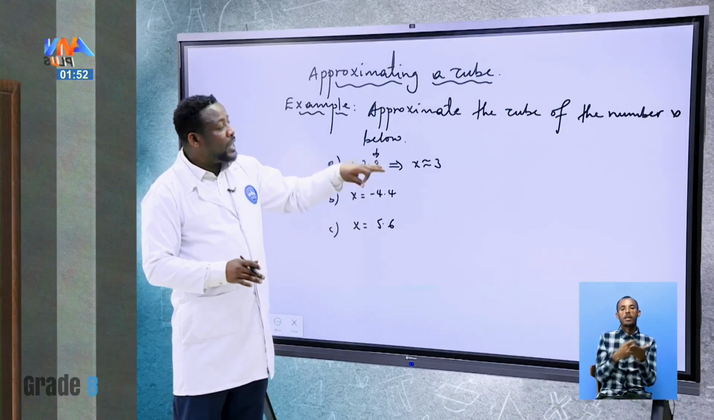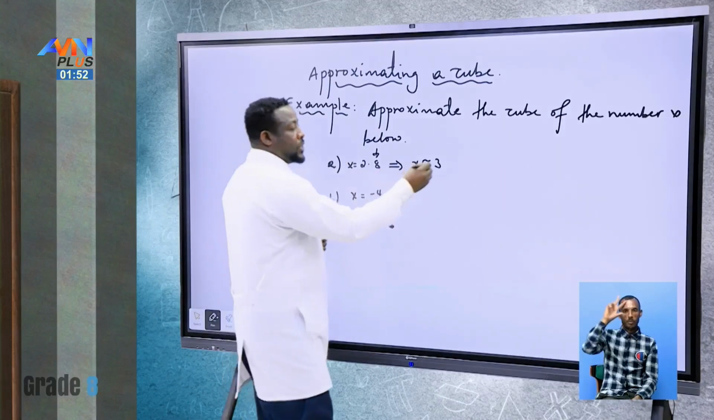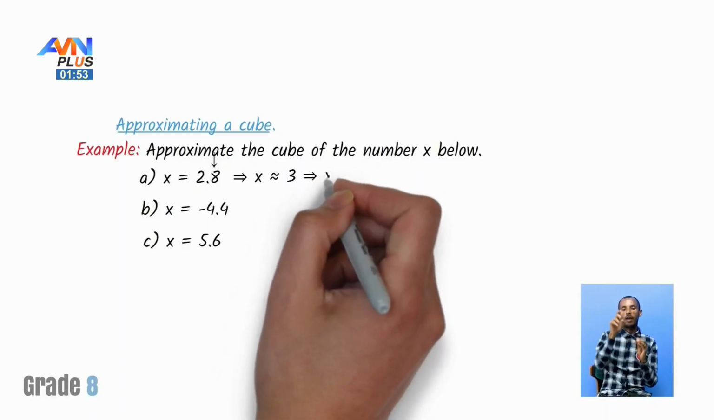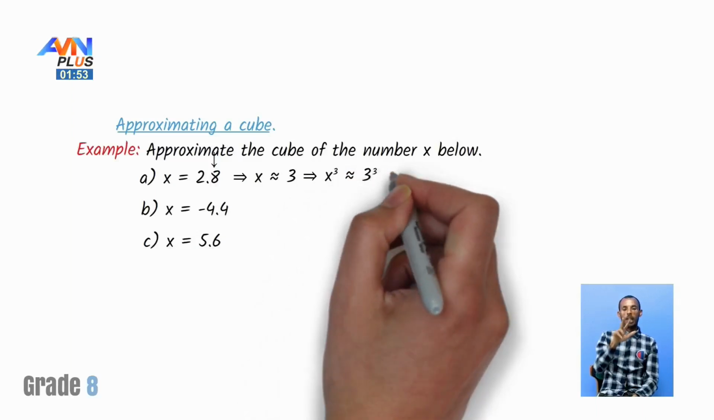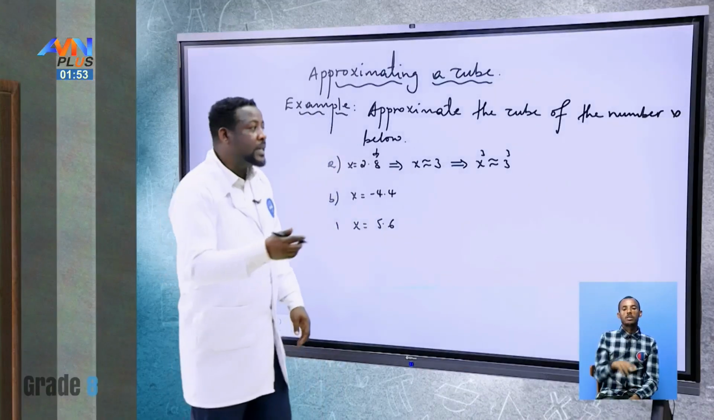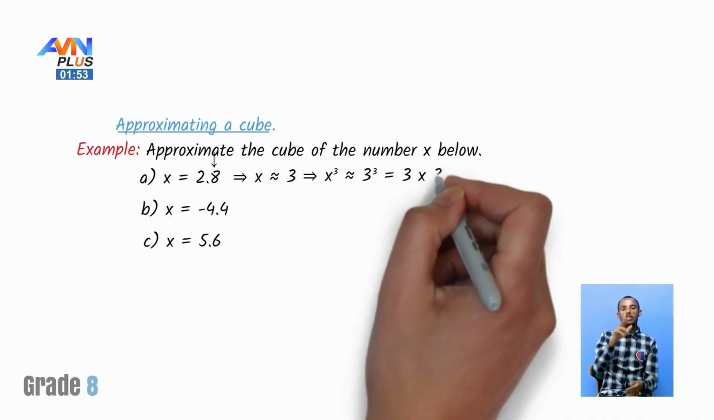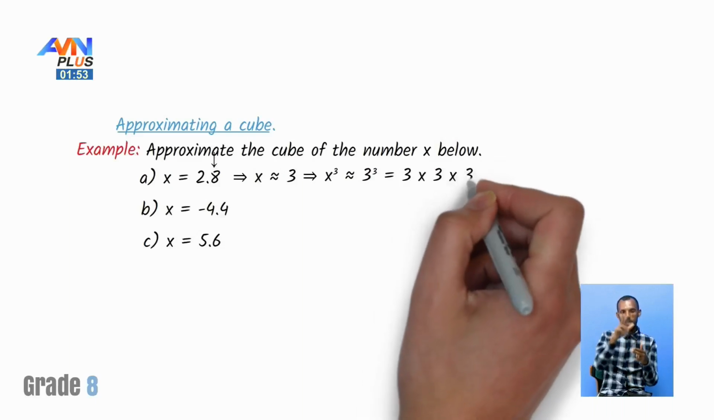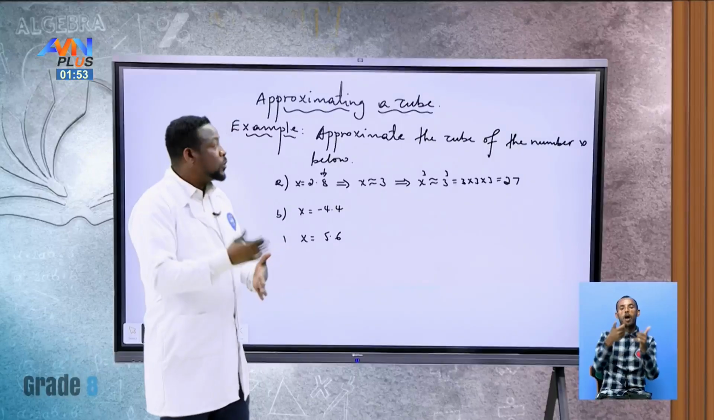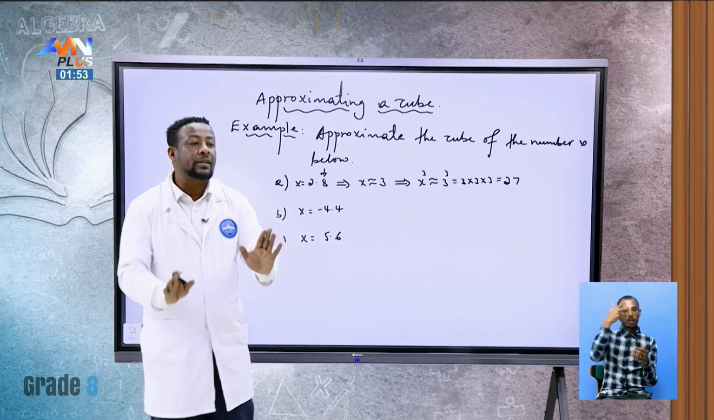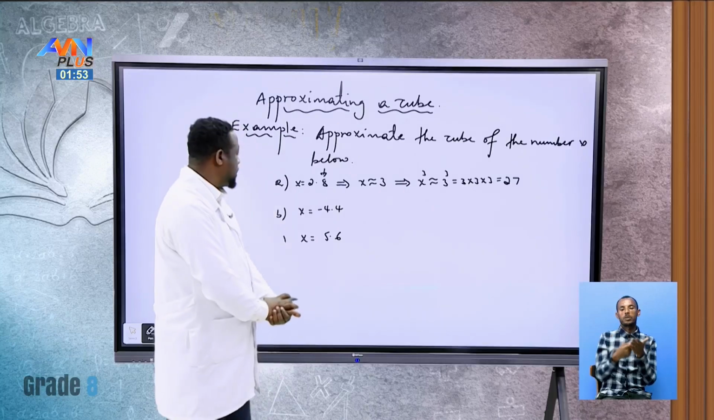Here, after taking the approximation, we need to calculate the cube of these numbers. If x is approximately 3, x cube is approximately 3 cube. 3 cube means multiplying 3 three times, so 3 times 3 times 3 is 27. This is how we approximate the cube of a certain number, particularly those of rational numbers.